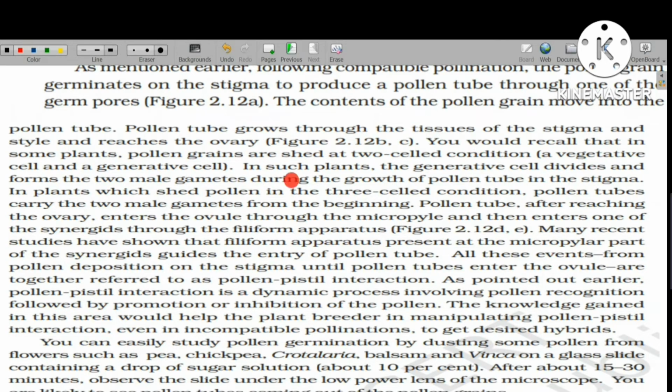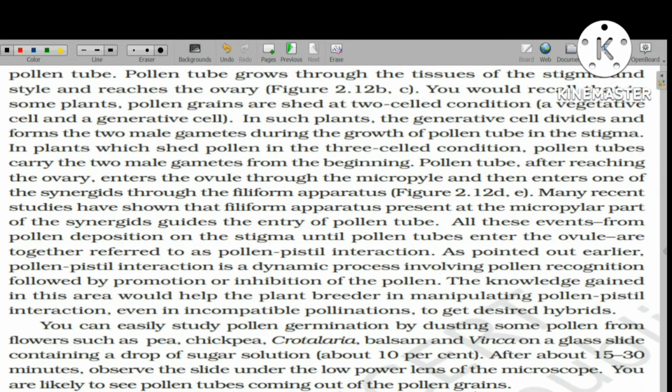You would recall that in some plants, pollen grains are shed at two cell condition, that is, a vegetative cell and a generative cell. In such plants, the generative cell divides and forms two male gametes during the growth of pollen tube in the stigma. In plants which shed pollen in the three-celled condition, pollen tubes carry the two male gametes from the beginning.